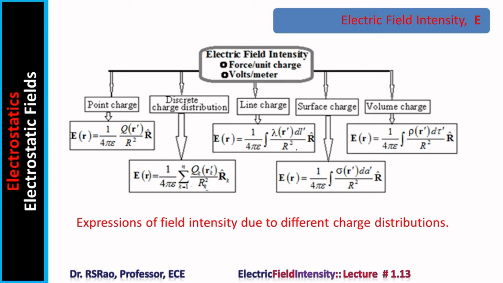Basically, 5 expressions are given. First expression is field intensity due to a point charge. Second expression is field intensity due to a set of charges. Third one is field intensity due to a line charge. Fourth one is field intensity due to a surface charge. Last one is field intensity due to a volume charge. All the symbols have their usual meanings.